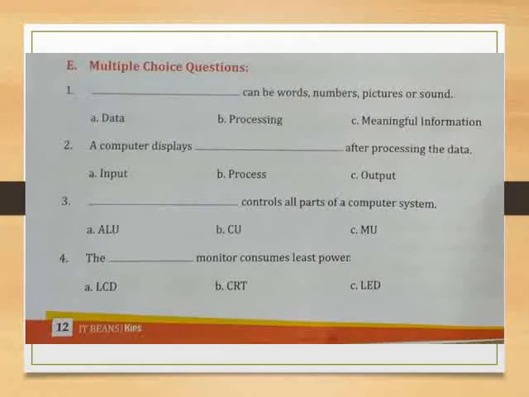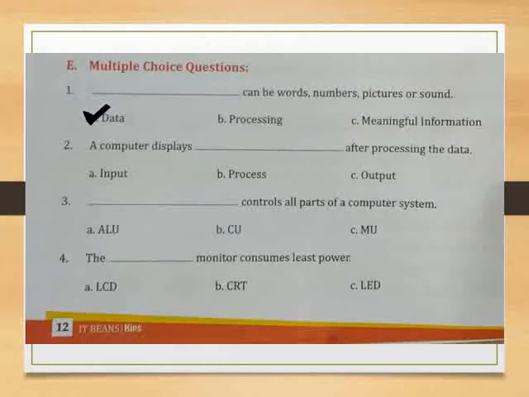Next, we have multiple choice questions. Okay, dash can be words, numbers, pictures or sounds. What can be? Can it be processing? No, we can only process the data in the processing. What is meaningful information? It is the output. So what will be the correct answer? Data. Very good.